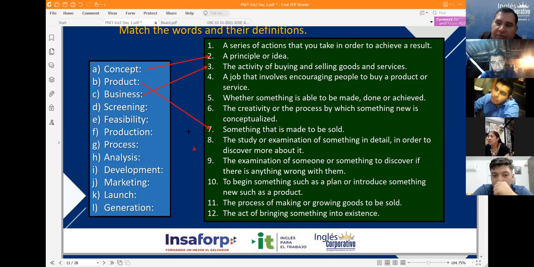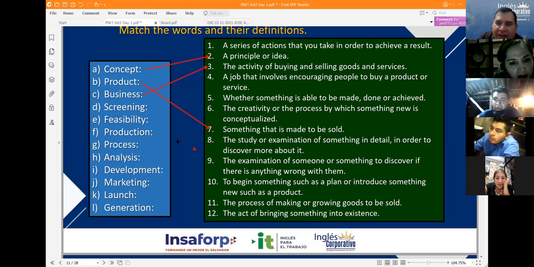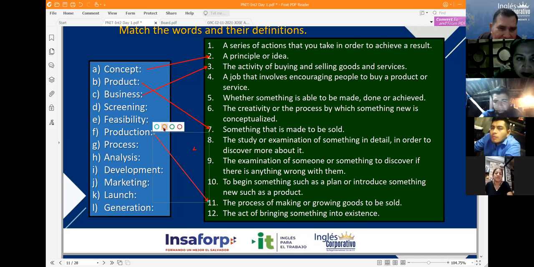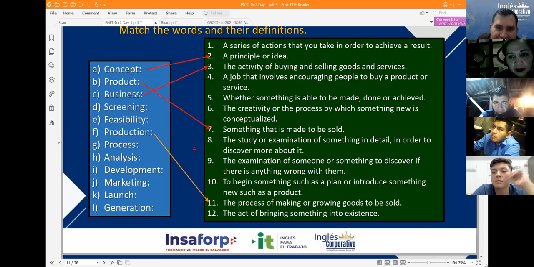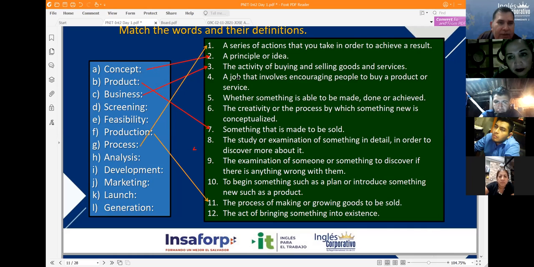Any ideas? No, teacher, no ideas. Okay, production. What about production? Number 11. Production is the process of making or growing goods to be sold. Production. Process. What's a process? Number one. A series of actions in order to achieve a result. Yes. Absolutely. Number one.